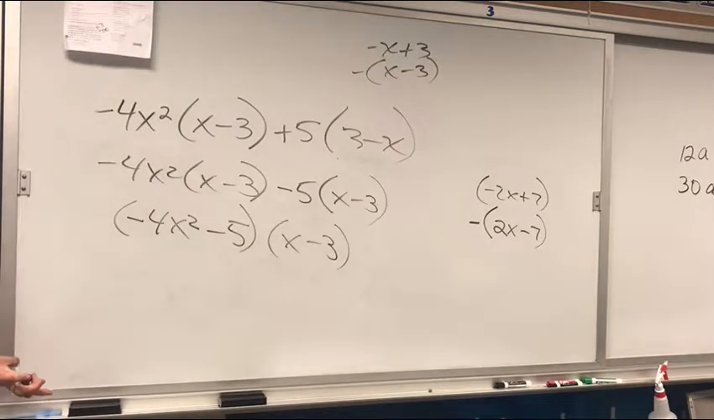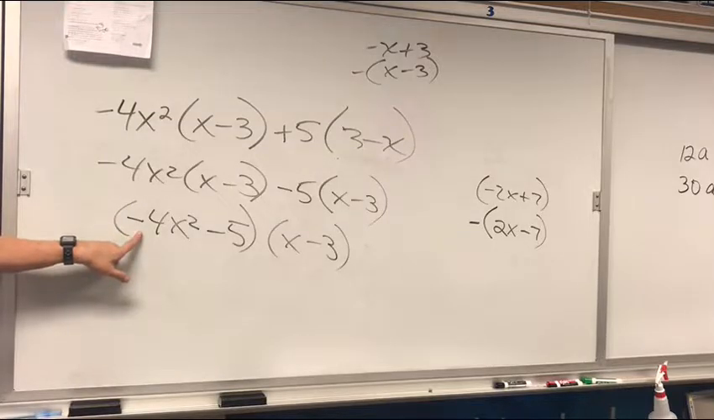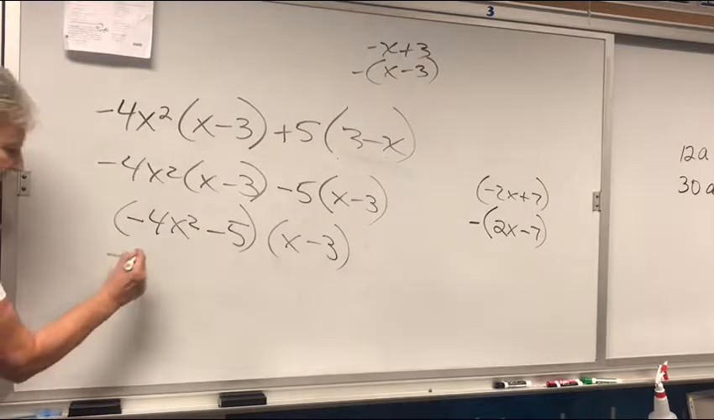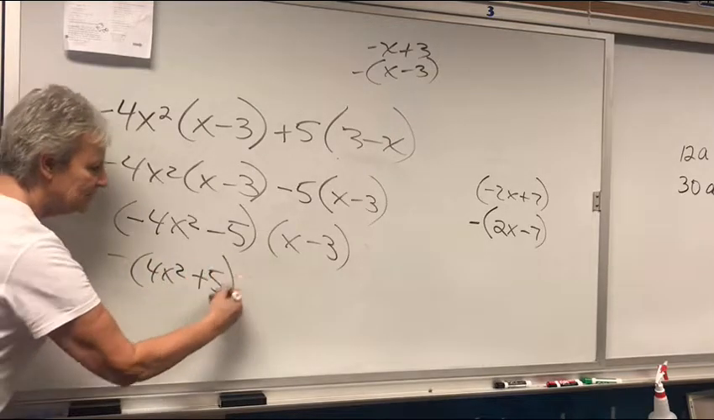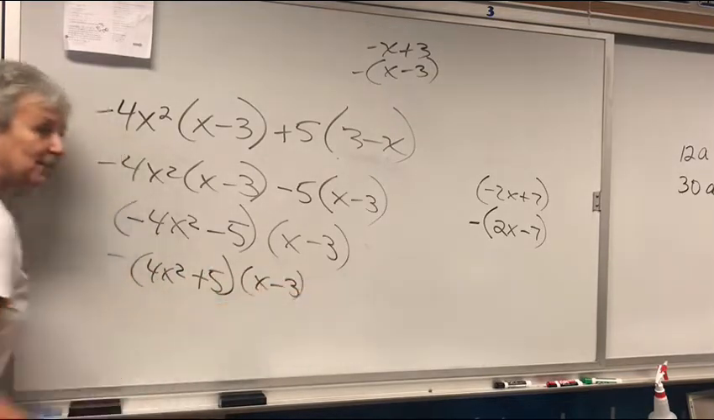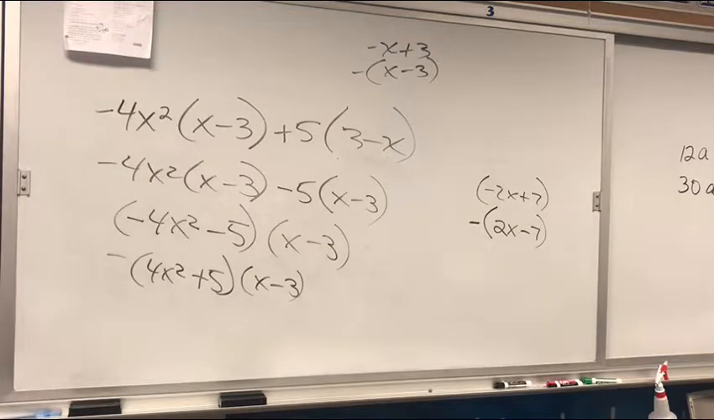Negative leading coefficient. Out of here. 4x squared plus 5, x minus 3. I know it's a lot of work. Don't try to do this stuff in your head.